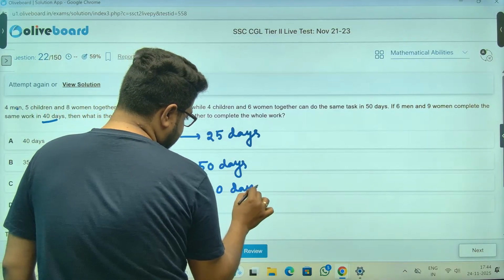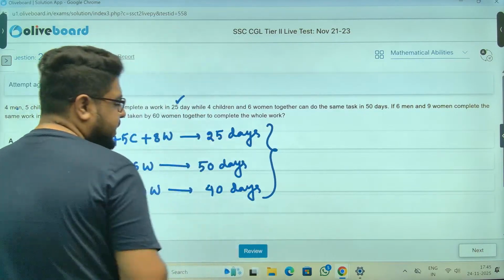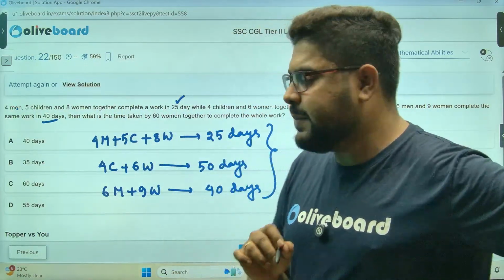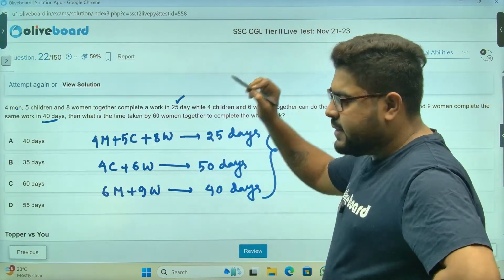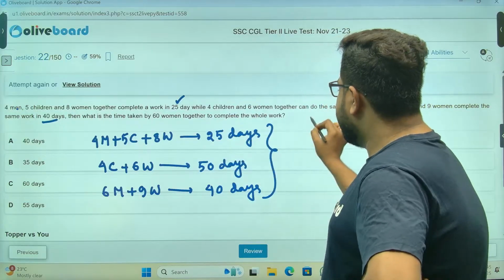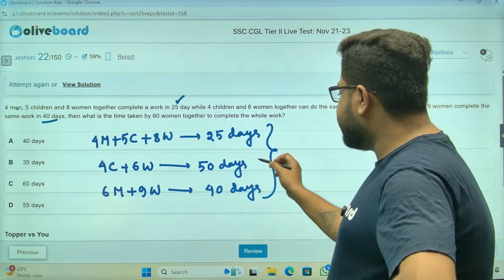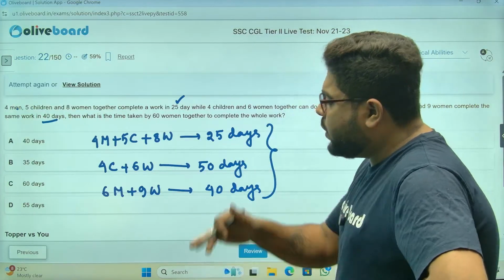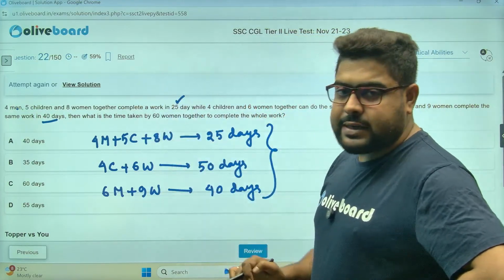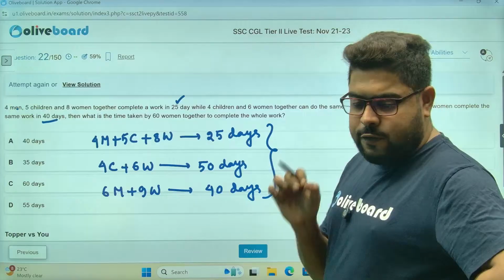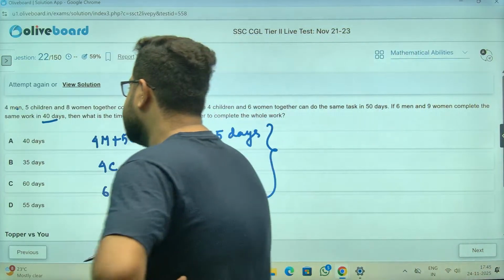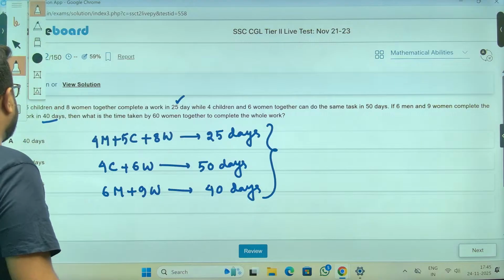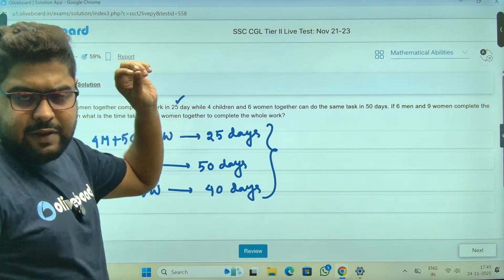Let me say one thing. If you solve it, there is a strong chance that 99.99% of the students will say this is 1 by 25 efficiency, this will be 1 by 50, this will be 1 by 40. But calculating those 3 unknowns with 3 equations will be a real challenge. Sir, what is the best way then? Is there any way we can avoid that level of calculation?